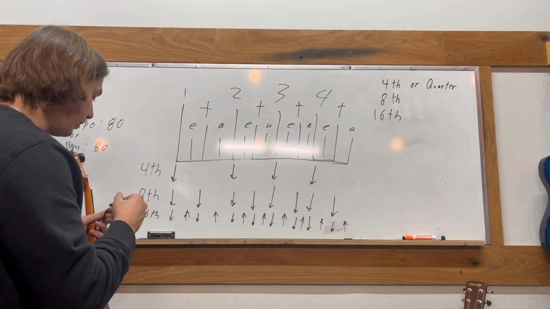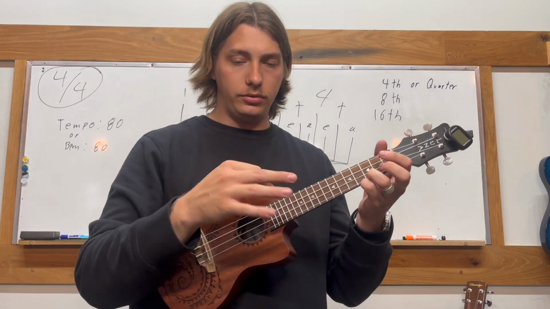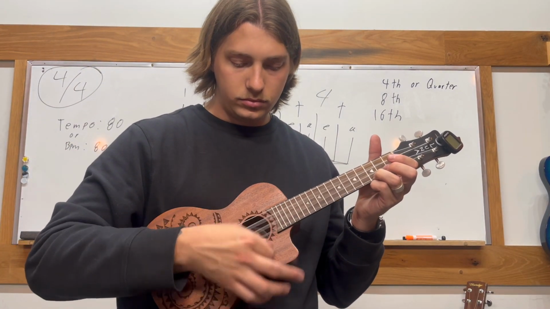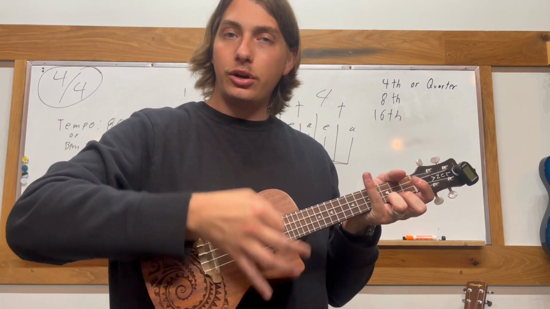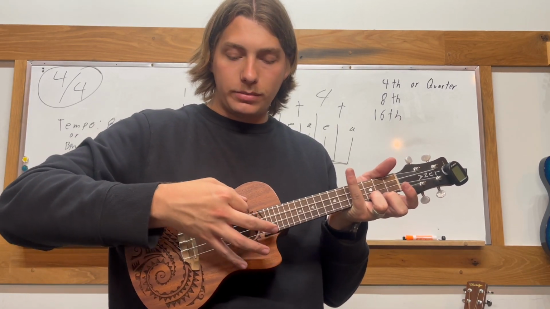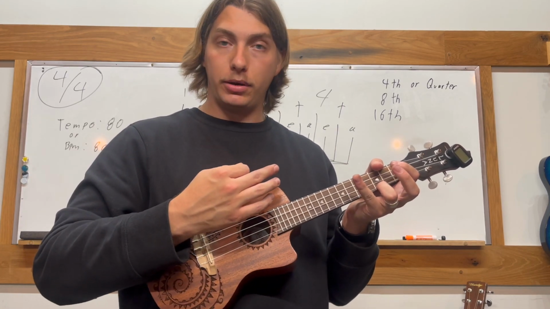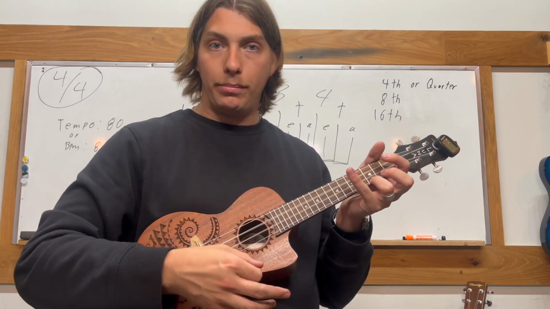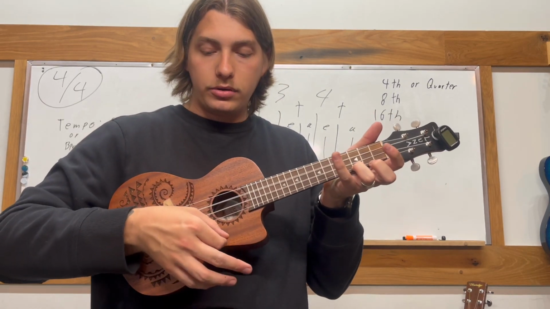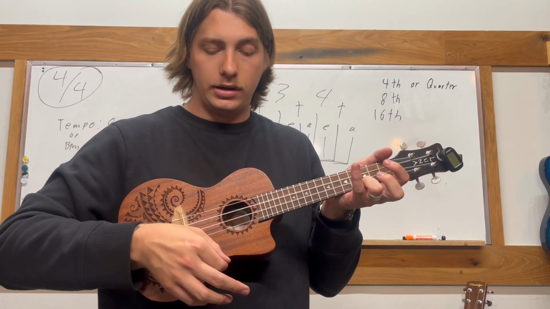So the way that we're going to do it, watch this. When I strum eighth notes, look at my hand. It has to go like this, because if I'm going to strum down and then I want to strum down again, I have to come up. See that? I have to come up. So my hand is going down, up, down, up, down, up, down, up.